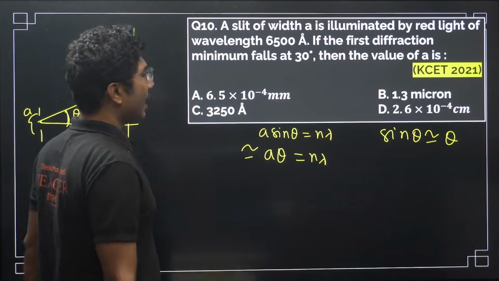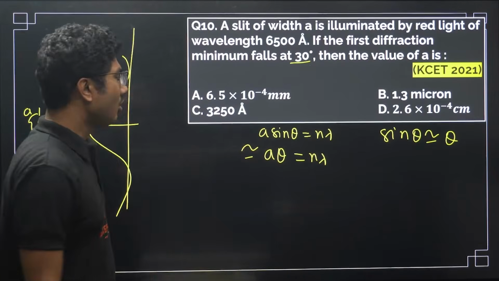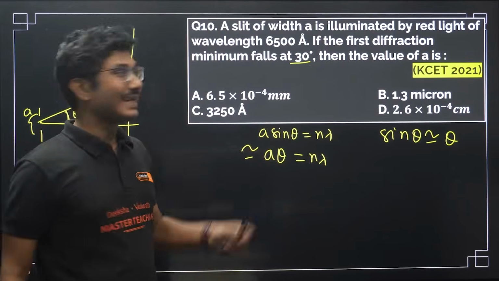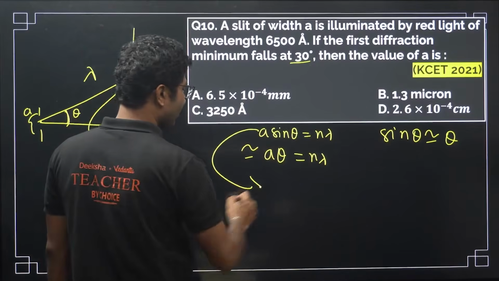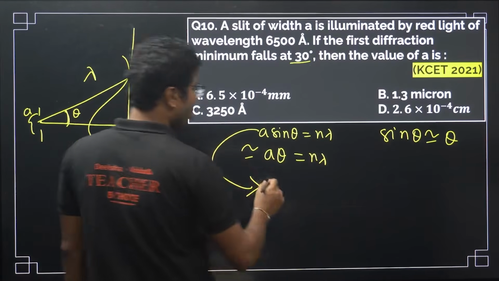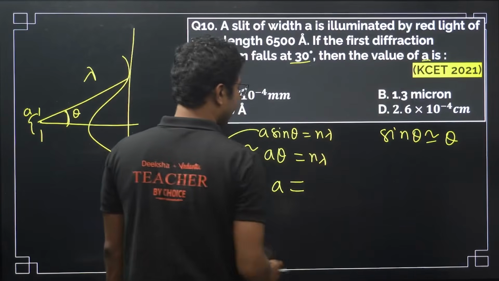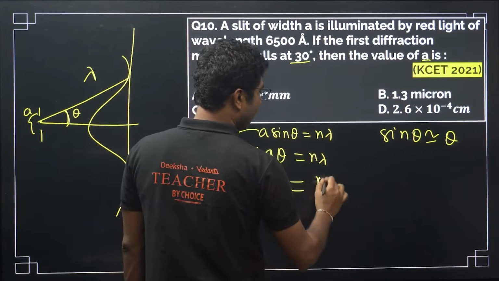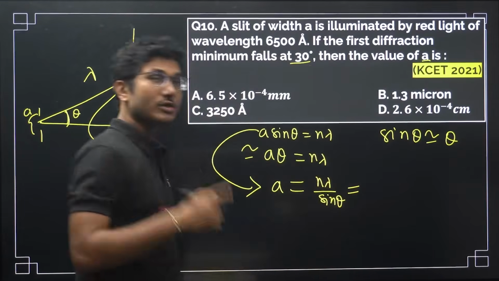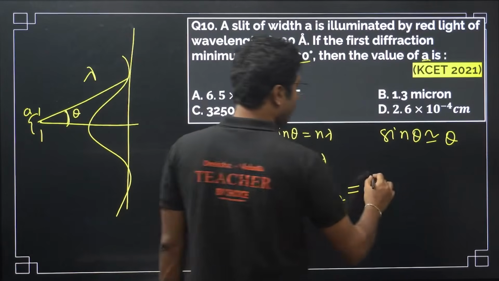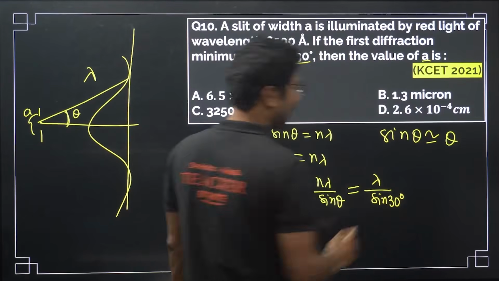In this case theta is not small, 30 degrees is not small. If theta were given as less than 10 degrees you could have used this approximation, but in this case you have to use the original formula itself. The value of a is what we are trying to find, so a equals n lambda by sin theta. Now for the first minimum n is equal to 1, so it will be lambda by sin 30.